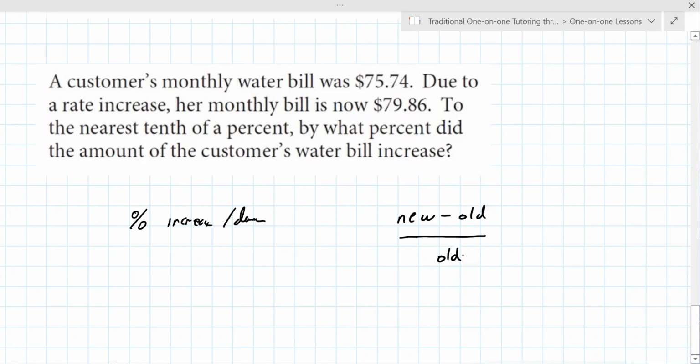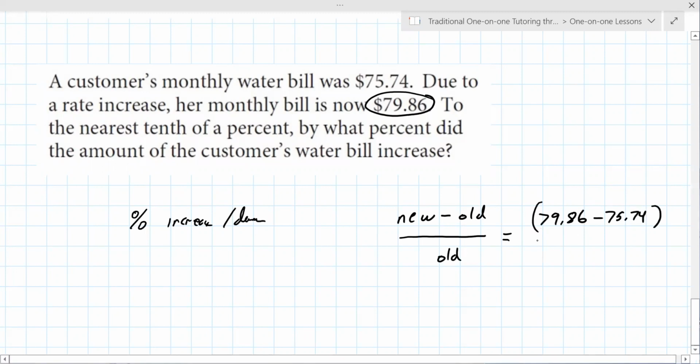Have you seen that before? No. Okay. What is the new price in this problem? It should be $79.86. Okay. What is the old price? $75.74. Okay. Now you've got to be really careful how you put this into your calculator, because your calculator is dumb. It only does what you tell it to do. So if you don't put the parentheses in the numerator, your calculator doesn't know that you meant to put those in there. So are you comfortable entering this into the calculator for me? Sure. Okay, go ahead and do that and let me know what you come up with.